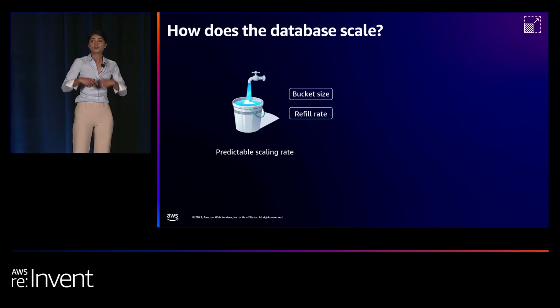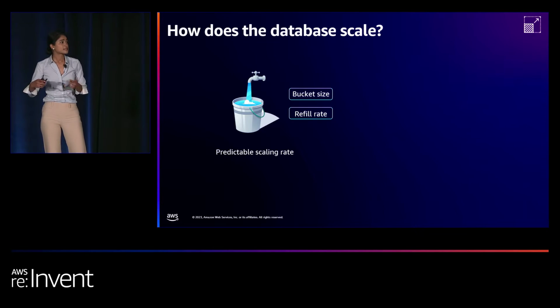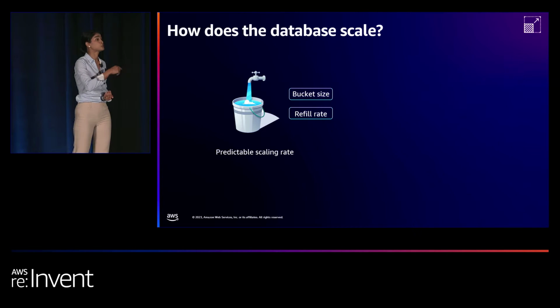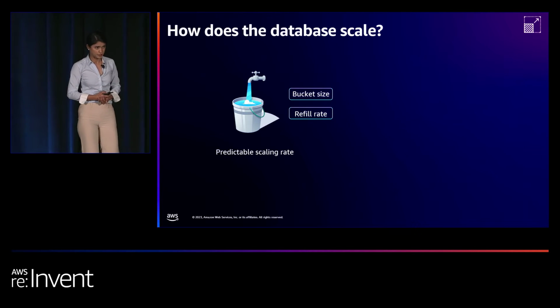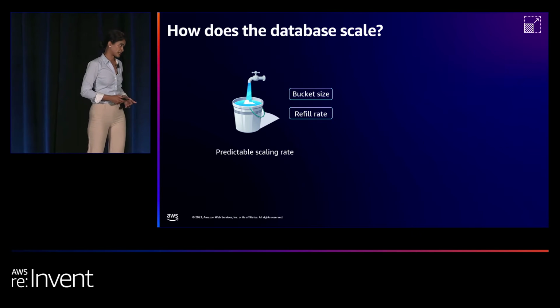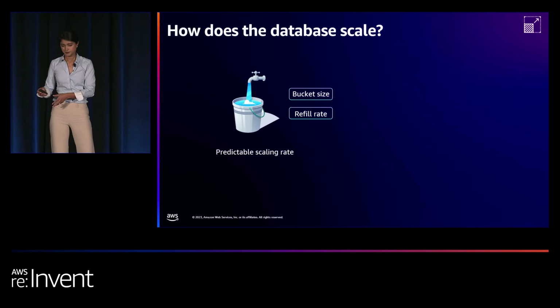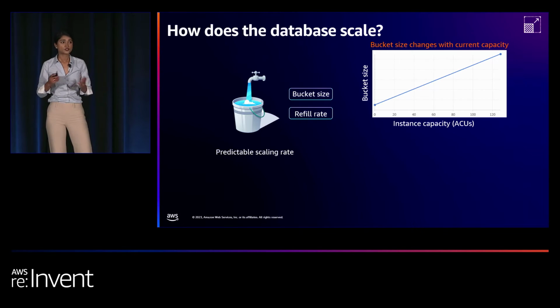Now, what if you need more resources? Then the bucket is also getting refilled at a sustainable rate. So then your instance can continue to scale up to make sure that your workload has the resources that it requires. Now, what determines the bucket size or the refill rate? It is based on the size of your instance. Now, a trend line showing how the bucket size changes: it varies based on the instance capacity.